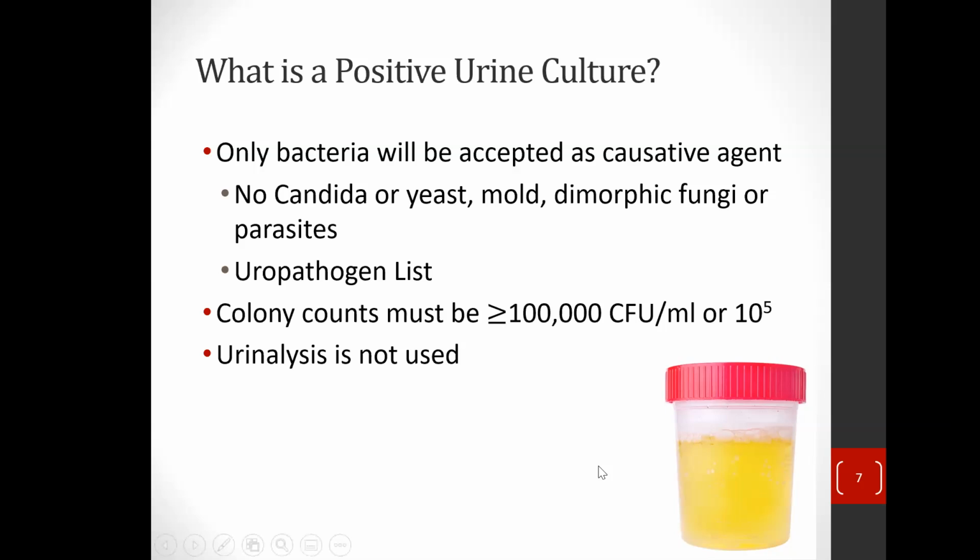It has to be greater than or equal to 100,000 colony-forming units per milliliter, or a lot of times abbreviated as 10 to the fifth. And you can see that fifth, there's 5 zeros in that 100,000, and so they mean the same thing. And so your lab needs to report it out as greater than or equal to 100,000 colony-forming units. You do not use a urinalysis in the definition of a catheter-associated urinary tract infection.